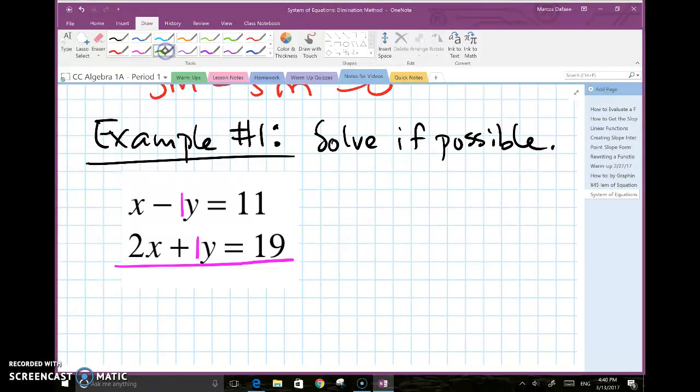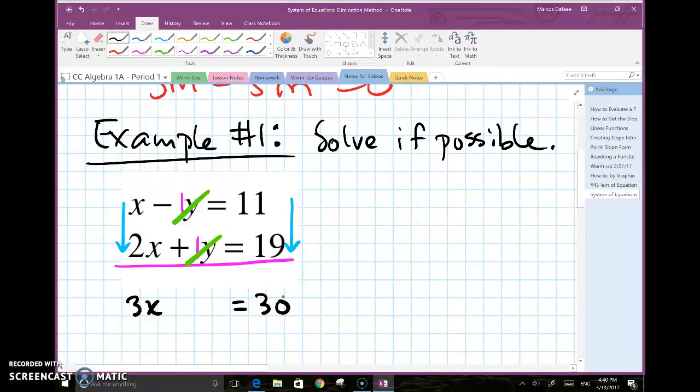So in eliminating them, all I have to do is cross these out, and that shows that they have become a 0 and are no longer present in my system of equations. And that gives me free range to go ahead and combine whatever is left, which is my x and 2x and my 11 and 19. So doing that gives me a 3x over there, and over here I get a 30.